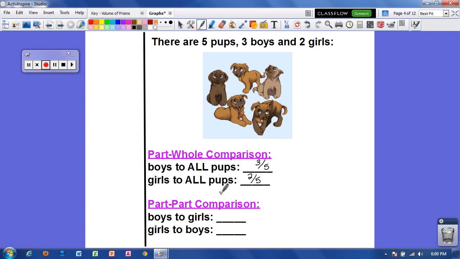Now, part to part means we're not comparing anything to the total. So boys to girls, that would be 3 to 2. Girls to boys would be 2 to 3.